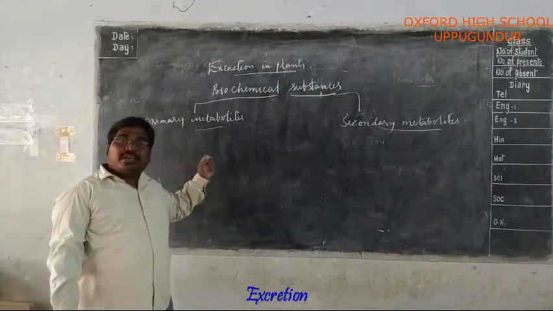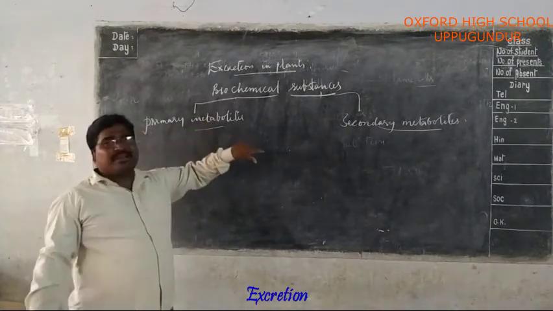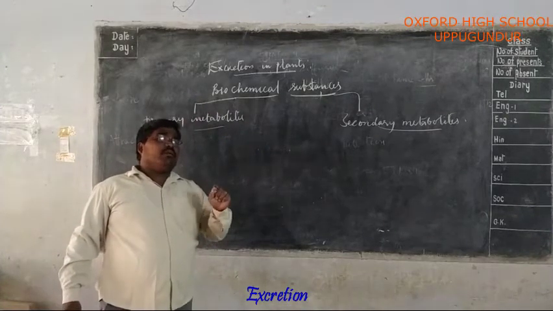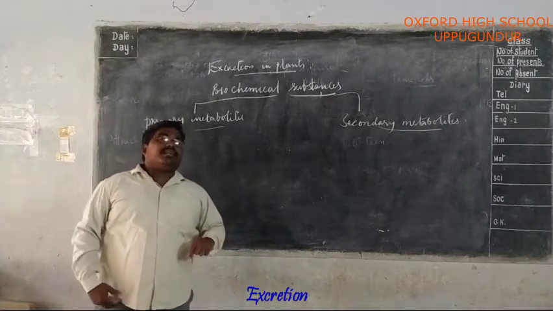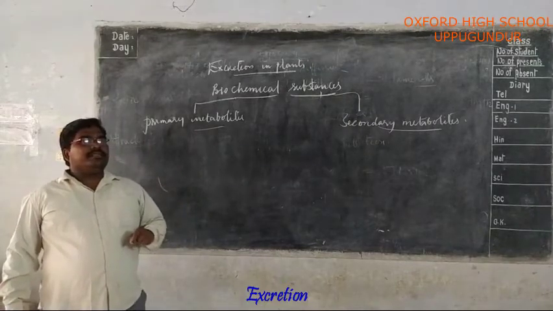Listen, the biochemical substances produced by the plants are of two types: primary metabolites and secondary metabolites. What are primary and secondary metabolites? Very important. It is a one mark question or two marks. Sometimes it will come for two marks also: differentiate between the primary and secondary metabolites.